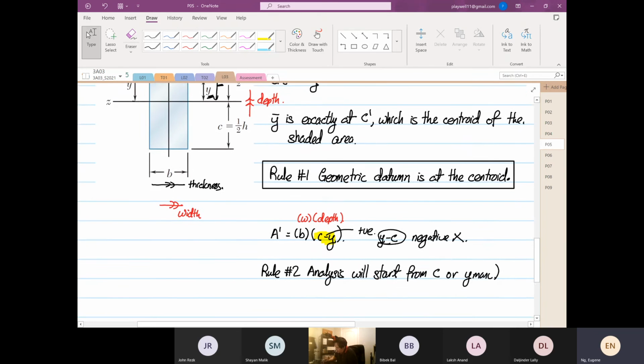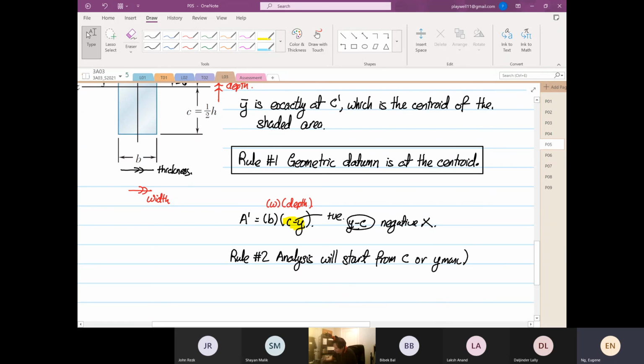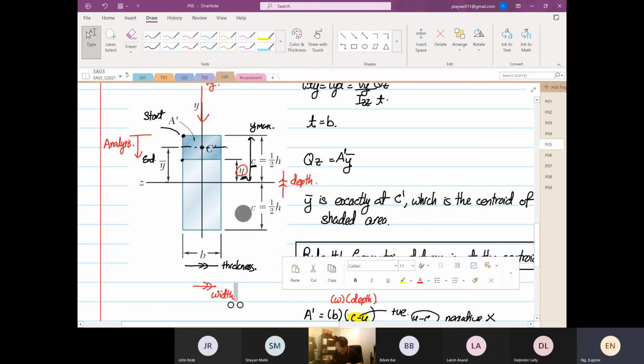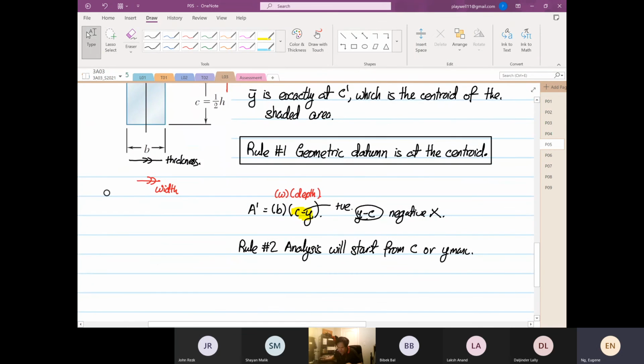Based on what I showed you, based on how we derive the equation, it's c minus y. And we know that c is equal to what? y max. Yes or no? So the analysis will start from c or y max. That is why, if this is the first area, the variable y will be sliding towards the centroid. So that is rule number 2. These rules are not made by me. It's how the equation has been derived. Very important. Rule number 2.